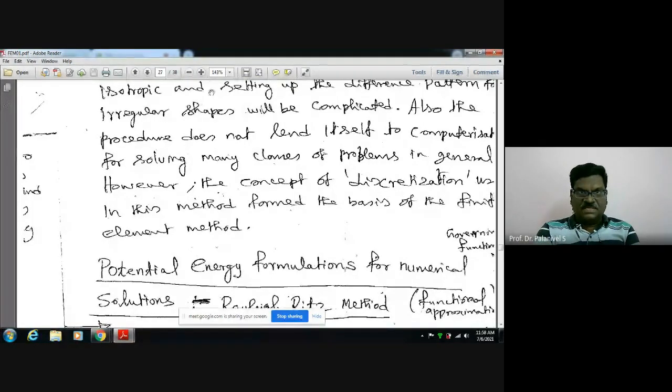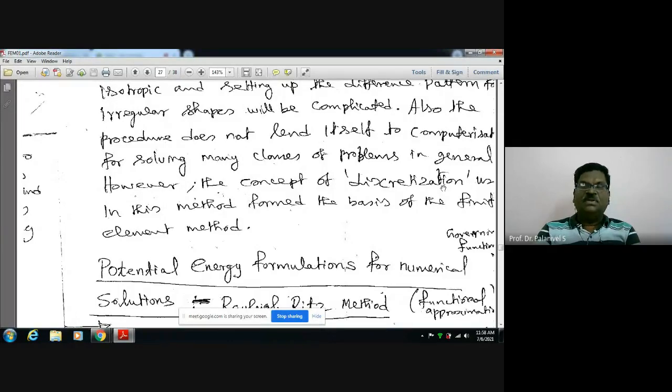Abdina, this paragraph I have written lastly. However, the concept of discretization used in this method, which method? The finite difference method formed the basis of the finite element method. So the concept of discretization formed the basis of the finite element method. That is the best feature. The discretization concept from the finite difference method formed the basis for our finite element method. Keep that alone in mind.